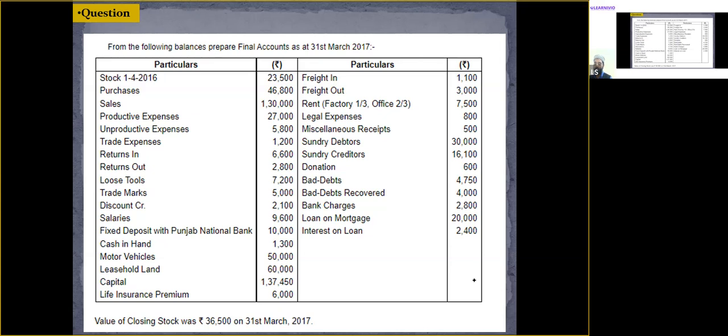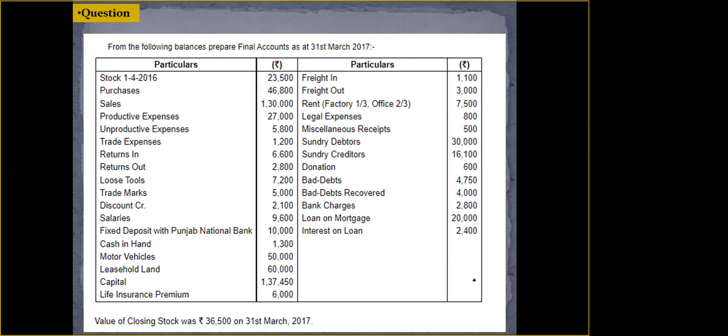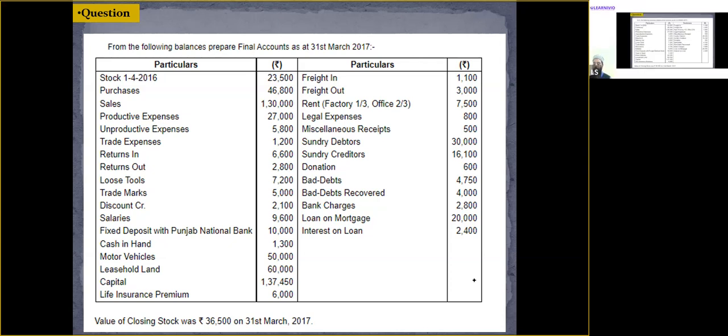Then we have bad debts. Tell me, Alexander, Hamad, bad debt should be recorded in which account? It will be recorded in the profit and loss account debit side, because it is a loss. Bad debt basically means your debtors have defaulted in making payment and you are unable to recover 4750 rupees from the debtor. So it is an obvious loss. So we will be writing it in the profit and loss account on the debit side, 4750.